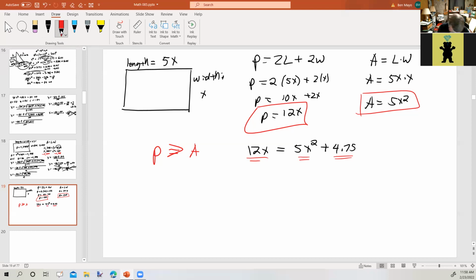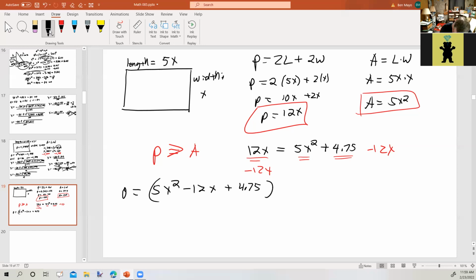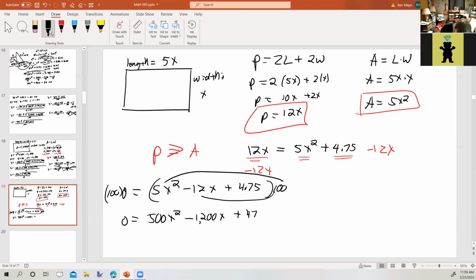All right. I'm going to subtract 12x from both sides, and I come up with the following. 0 equals 5x squared minus 12x plus 4.75. Okay. Once again, we've got a decimal. Let's go ahead and get rid of it. So we'll multiply both sides by 100. We get 0 equals 500x squared minus 1200x plus 475.